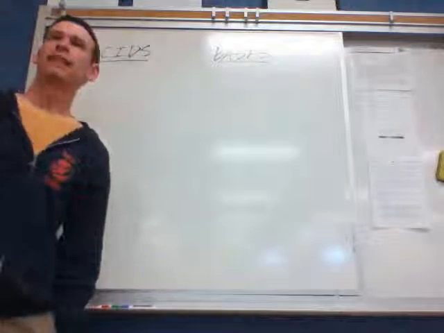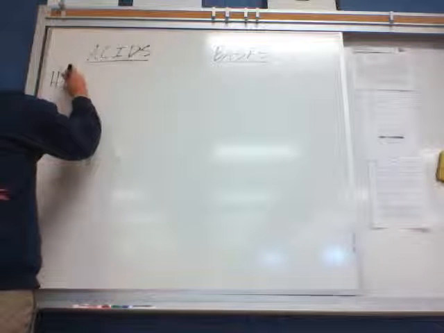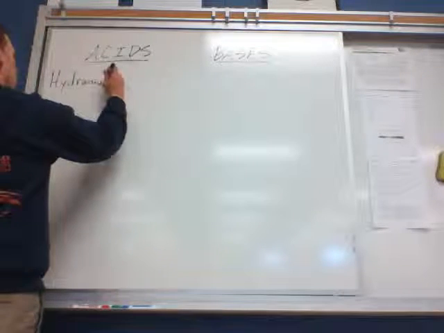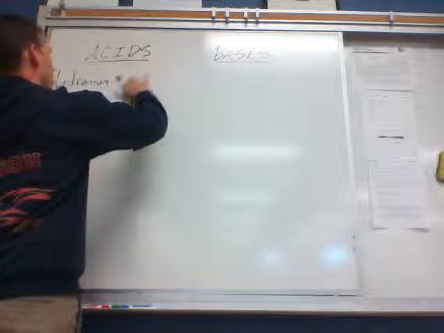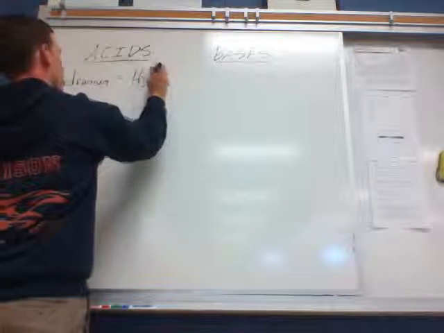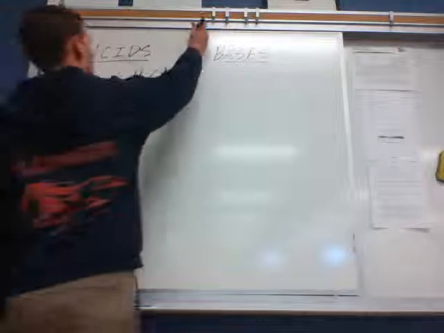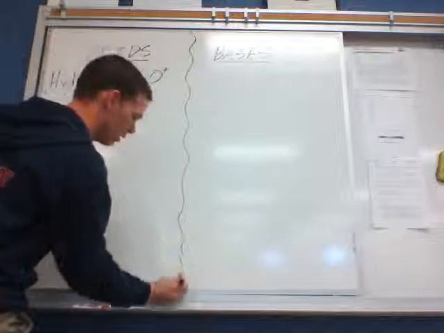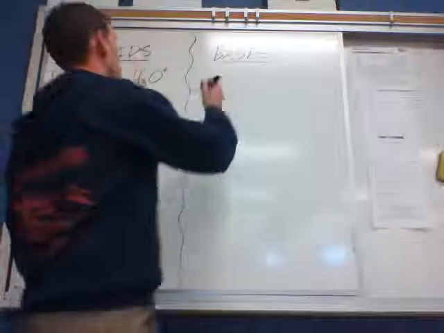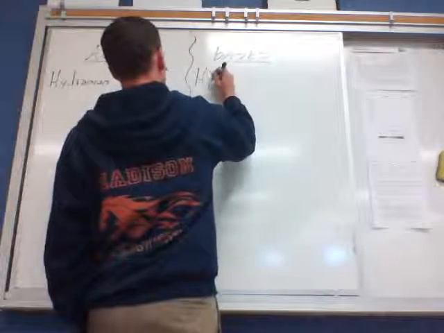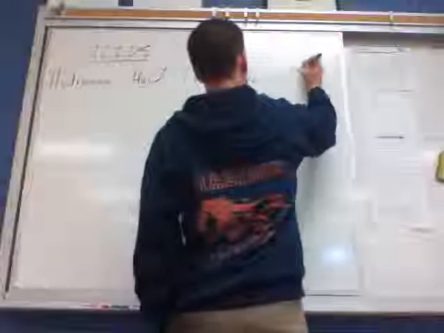The biggest difference chemically that I want you to know about them is acids are made up of hydronium, and it has a chemical formula of H3O plus. Bases are chemically made up of hydroxide, which you already knew from our previous unit, which is OH minus.